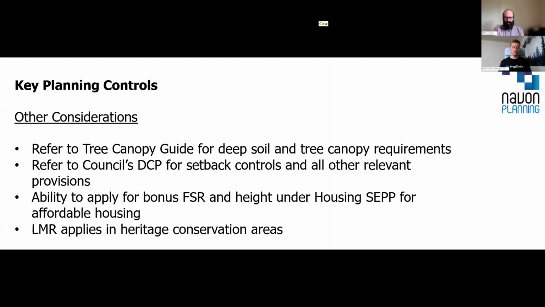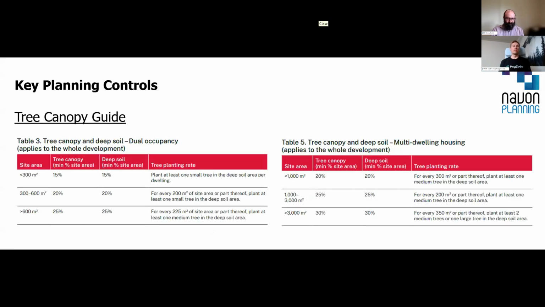And then again, in the third point, you can see there, you do have an ability to have more FSR if you're going to be doing affordable housing, again, under the same housing SEPP. And then again, it does apply in conservation areas, which I think would be quite challenging. Here's a screenshot of the tree canopy guide and the controls for different types of developments, dual occupancies, as well as multi-dwelling housing. Again, while the FSR and height controls are very generous under the LMR, you've still got to, I guess, navigate and design something around these landscaping requirements.